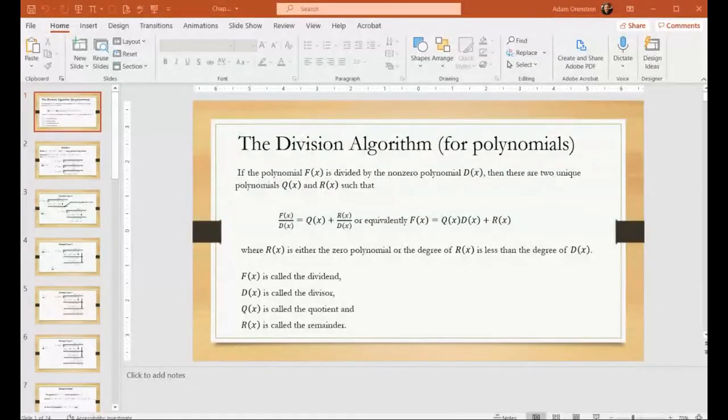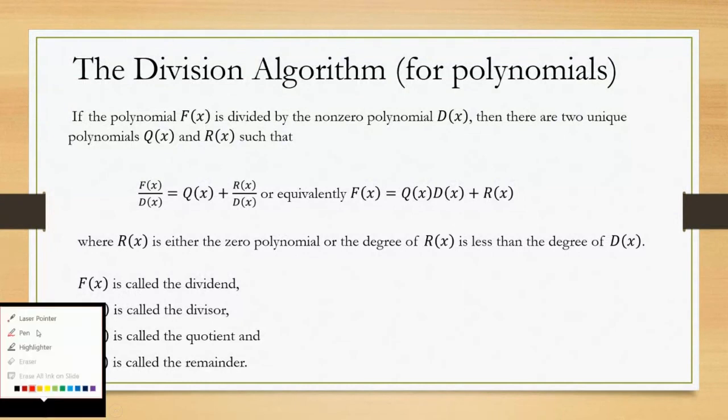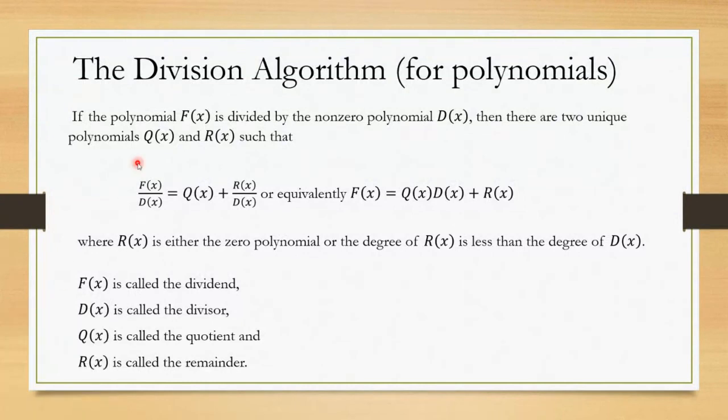Here we go. Okay, so last time, if you remember, what I presented was the division algorithm. Now, this is again what it says. Basically, if you have a polynomial, capital F of x, and let's say you decided to divide it by a non-zero polynomial d of x, non-zero polynomial, meaning d of x is not identically zero.